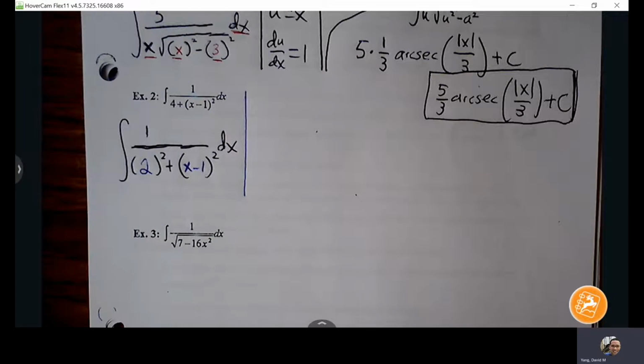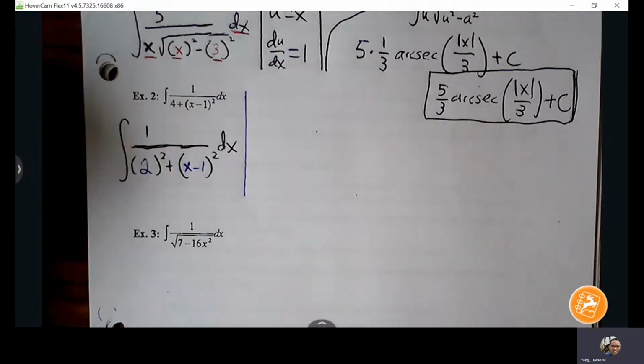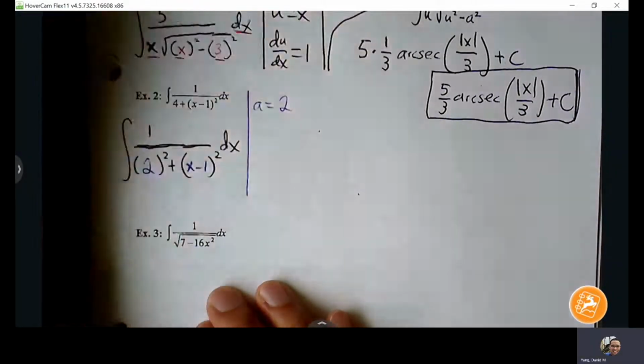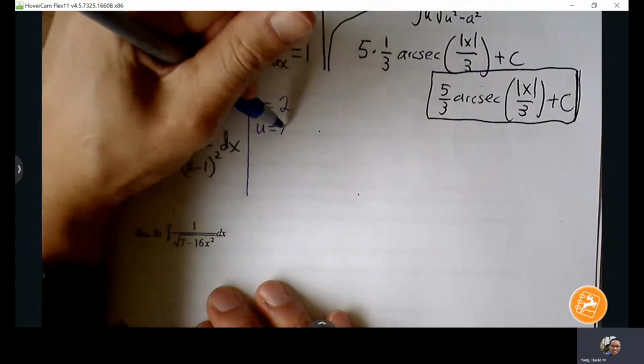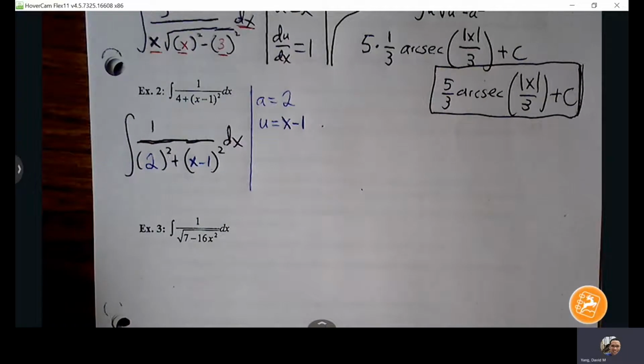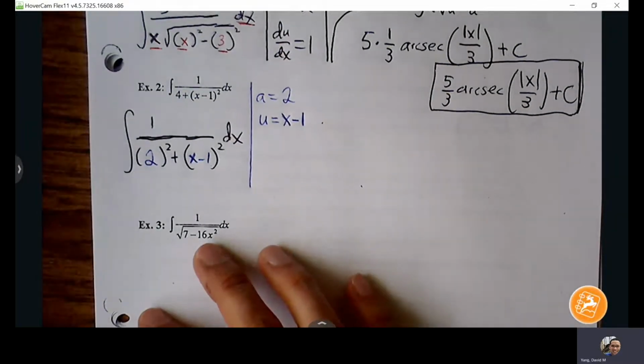Okay, what's our A value? Good, right? So you force it in this form so that you can identify the A and U value more clearly so that it sticks out. Right, U value is just the x minus 1. Again, never include the exponent outside the parentheses. That's to help you create the form, but you're not going to use it for your A or U.